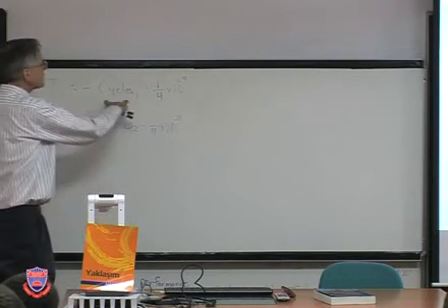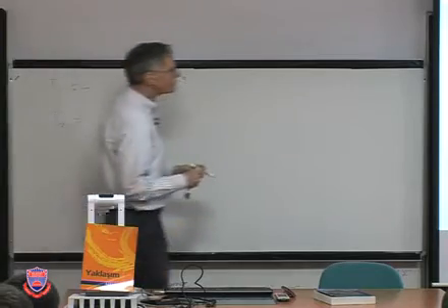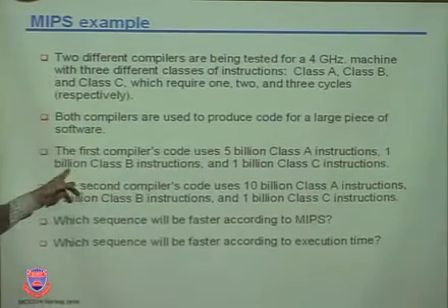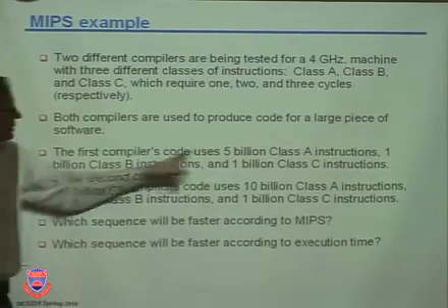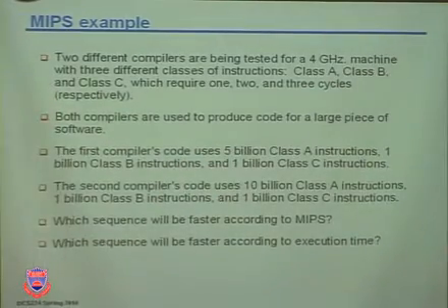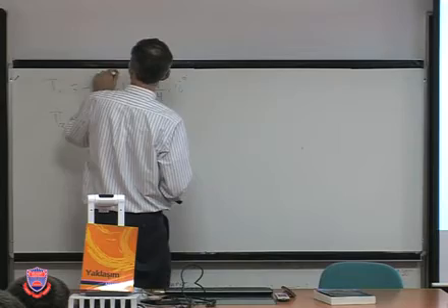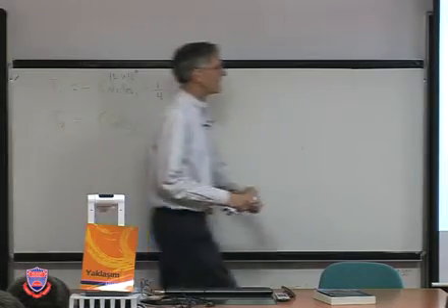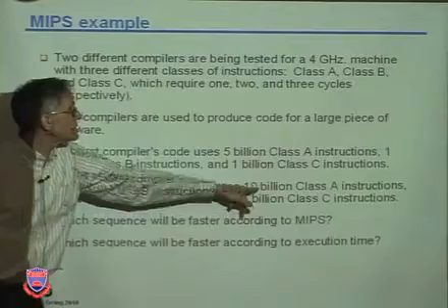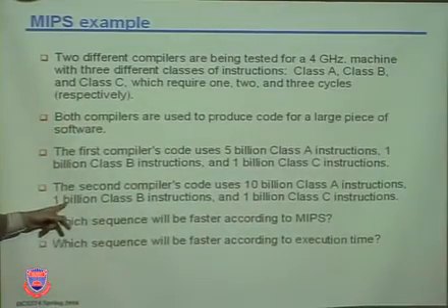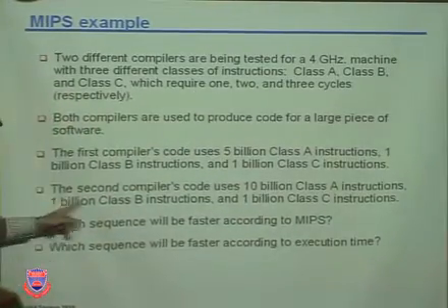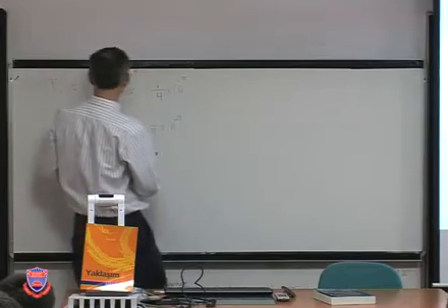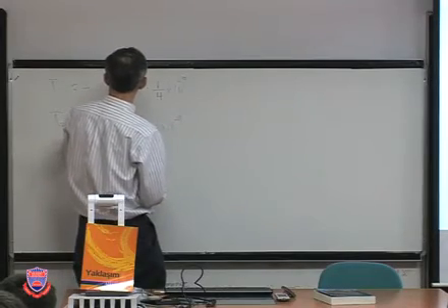How many cycles is that first set of code? 5 billion. 2 billion more is 7 billion. 3 billion more is 10 billion. So number of cycles is 10 times 10 to the 9th. Agreed? All right, here we go. Second one. 10 billion each taking 1, and then 1 billion each taking 2, so I'm up to 12 billion, and 1 billion more each taking 3, so I'm up to 15 billion. So the second sequence is 15 times 10 to the 9th.